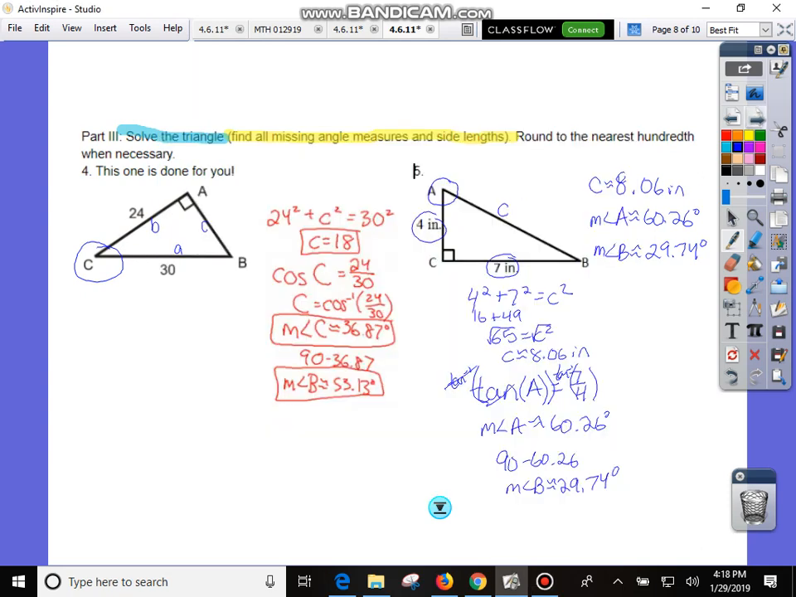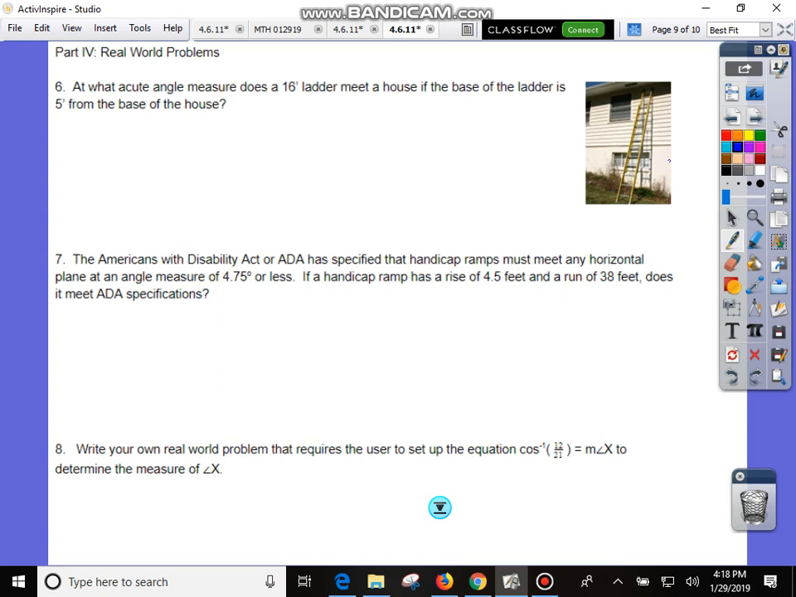Okay, on the back side, real world problem, so part 4 here. Number 6 says, at what acute angle measure does a 16-foot ladder meet a house if the base of the ladder is 5 foot from the base of the house? So you guys are going to see my lovely drawing skills here, which are not very lovely. We are going to assume a right angle here, so I talked about the fact that we're going to make some assumptions. So there's my house, and then here's my ladder up against the house. Really good drawing there, but you get the general idea.